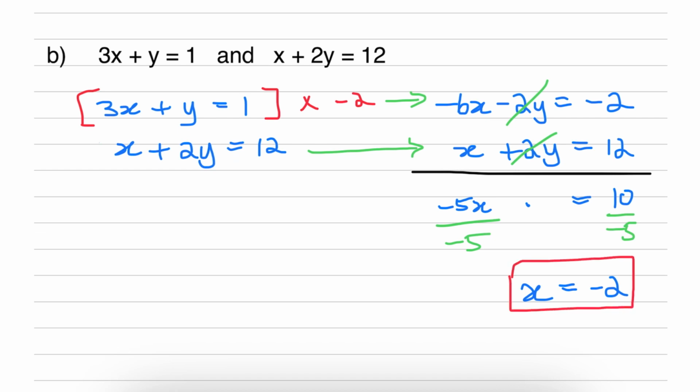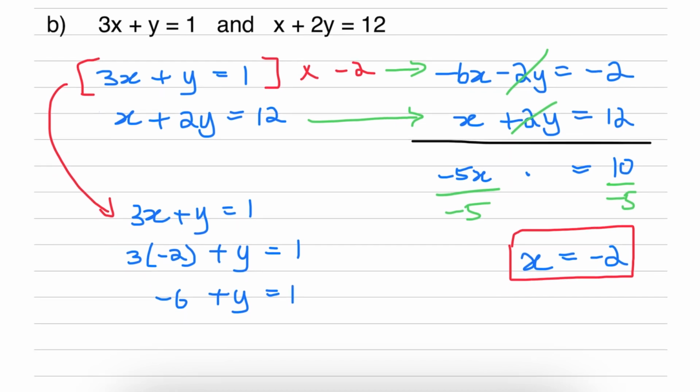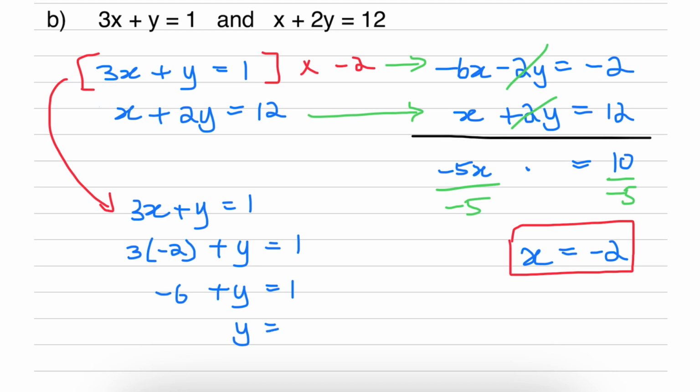Remember, now that you've solved x, you need to substitute back into one of your original equations. So we'll use this top one again, and we worked out x as negative 2. So 3 multiplied by negative 2 is equal to negative 6, plus y is equal to 1. Add 6 to both sides, and we'll find that y is equal to 7. So our answer for x is negative 2, and for y, it's 7.